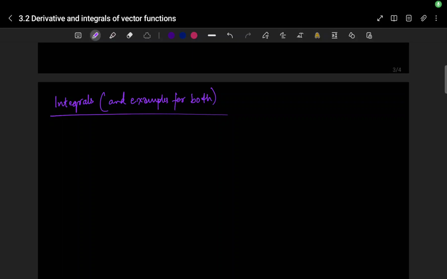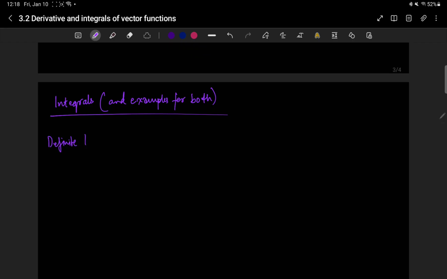We looked at derivatives of vector functions. Now we're going to look at integrals, and then we'll go over some examples for both derivatives and integrals. The derivative or the integral is extended in the same way as derivatives.